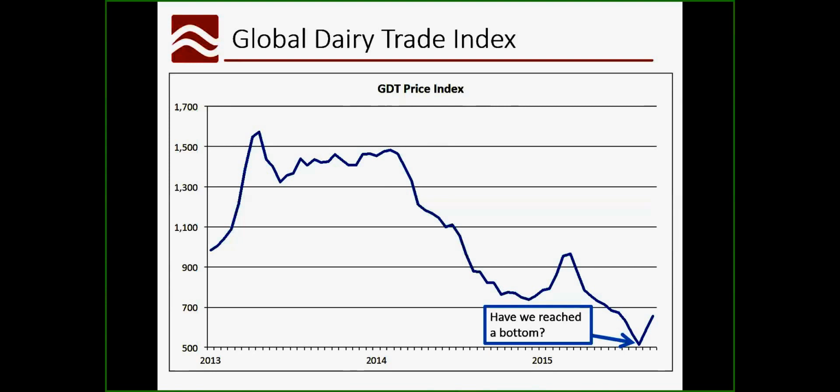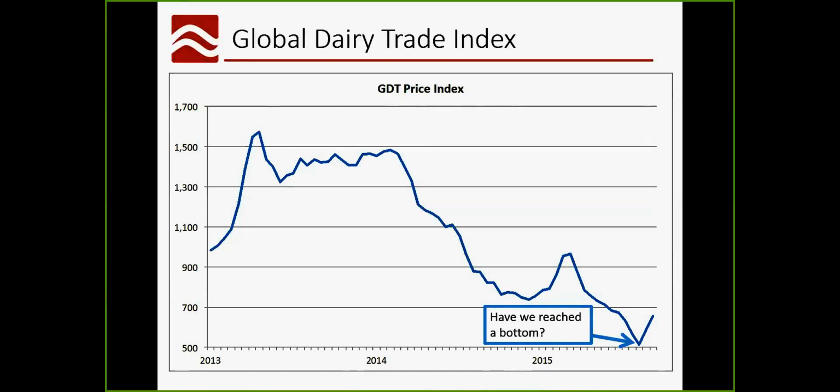And the last 3 trade sessions have been up. This is an index, so you have to have an index to a previous period. The last 3 ones have been up after reaching a catastrophically low level. So have we reached the bottom there? I hope so.